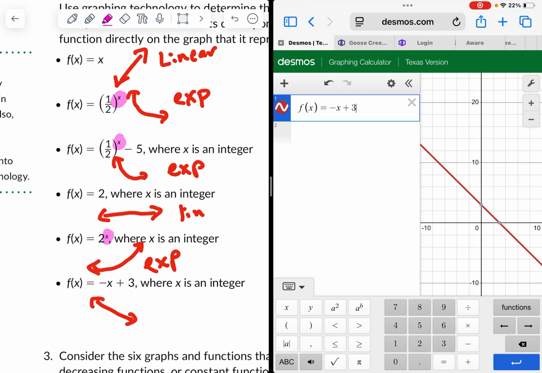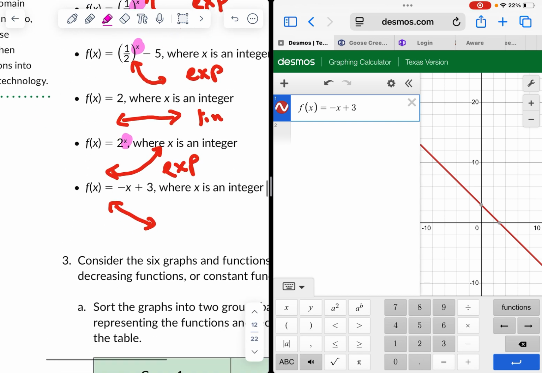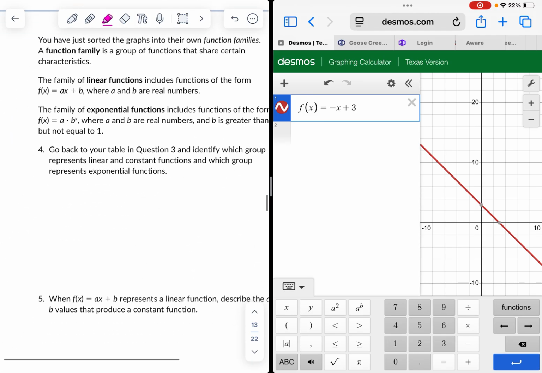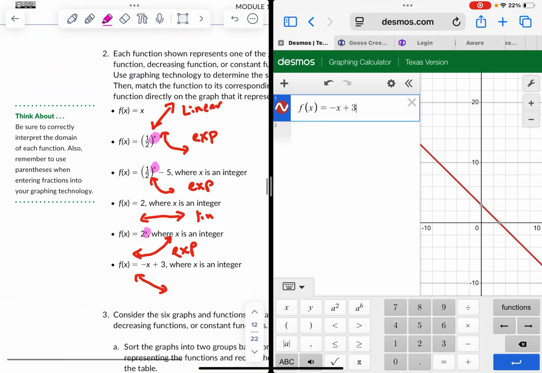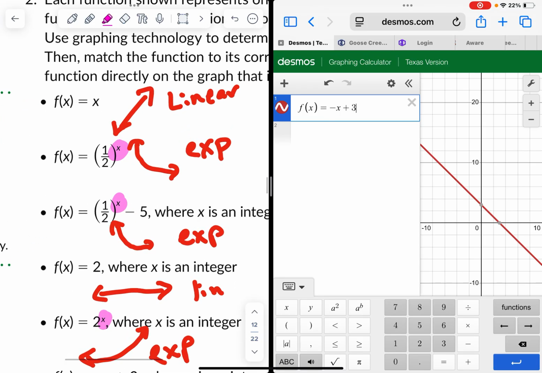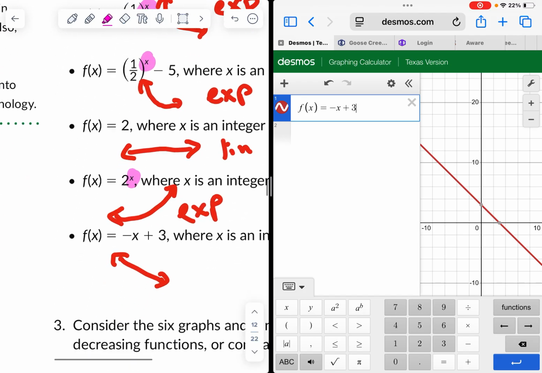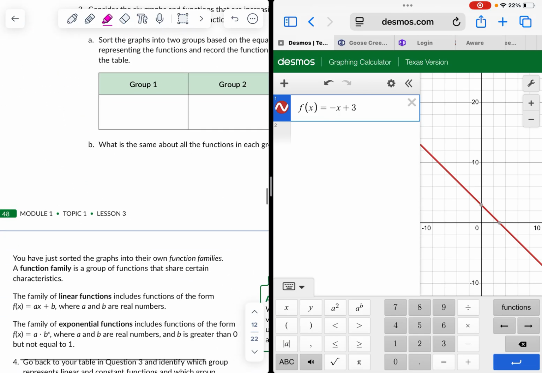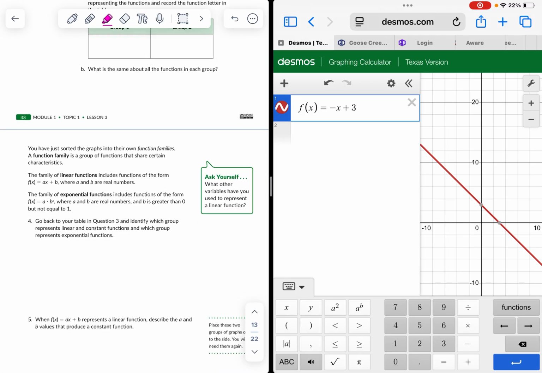Now, we're also going to see later on that when a 2 is your exponent, we're going to get a quadratic function, okay? Let's see. So let's go back and look at the linear functions. Notice the linear functions, no exponent, okay? So on the linear functions, f of x equals x, no exponent. F of x equals 2, no exponent. F of x equals negative x plus 3, no exponent. So when we're linear, no exponent, okay?